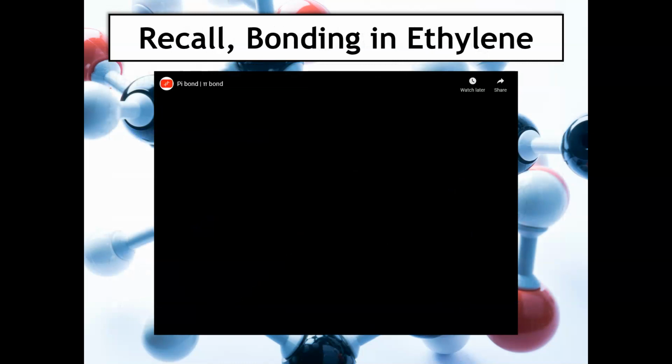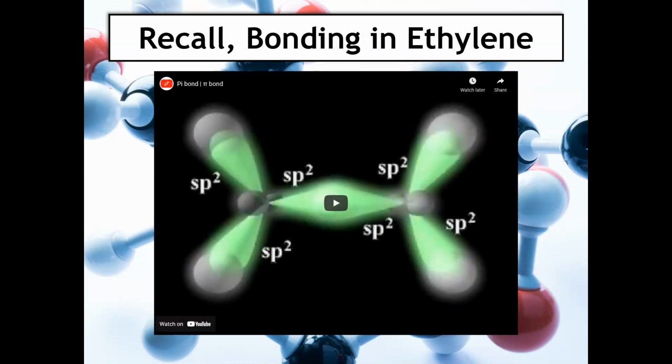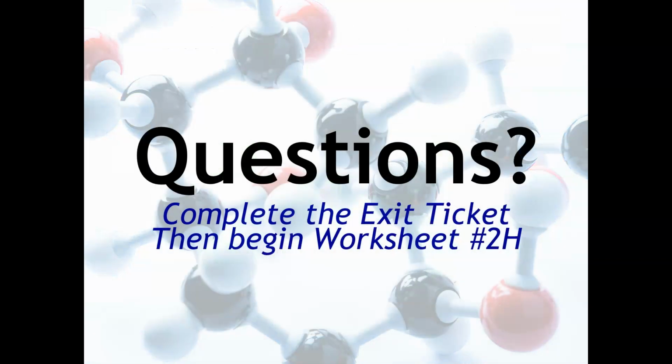So again, I'm going to direct you into making sure that you view this video, because it was what I showed you earlier with focusing on overlap above and below the plane for pi bonding and then head-to-head for sigma bonding, but now this talks about it in terms of hybridization. So I'm going to ask you to rewatch this, and I will put a link in the description as well so you can view it.